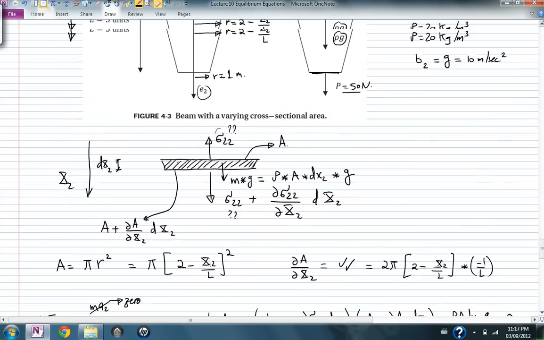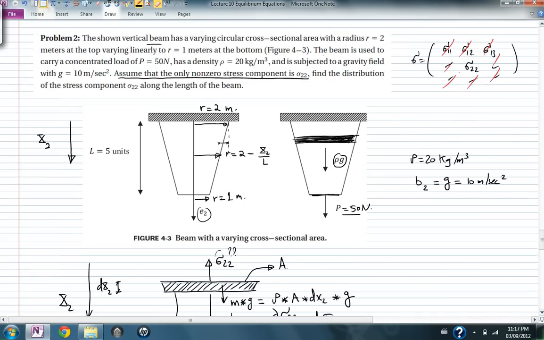we've assumed that all the other stress components are 0, and we've done all sorts of different assumptions, and yet sigma 2 2 is still a complicated problem, and that's why in most cases we use finite element analysis, which is a numerical technique and utilizes sophisticated computer programs to solve for all the different stress components within a continuum.